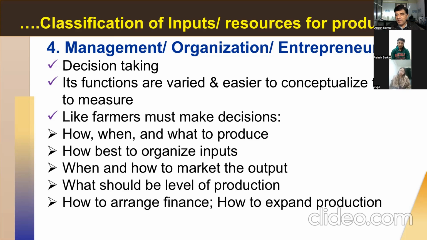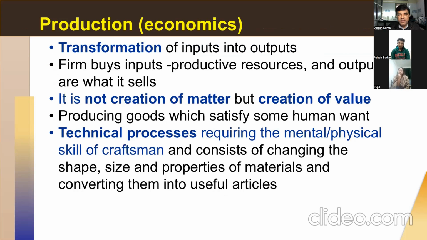So how to arrange finance, how to expand production. All these decisions are made by the farmer. Now, production in economics. I have already exposed you to the topic principles, crop, and production. Production, I told you, is conversion or transformation of input into output. Just a quick look: a farm, meaning your farmer, buys inputs, and inputs are actually productive resources. They will produce, and outputs are what it sells.